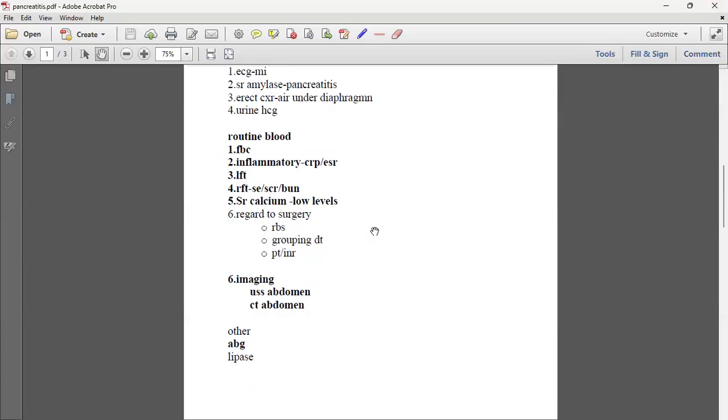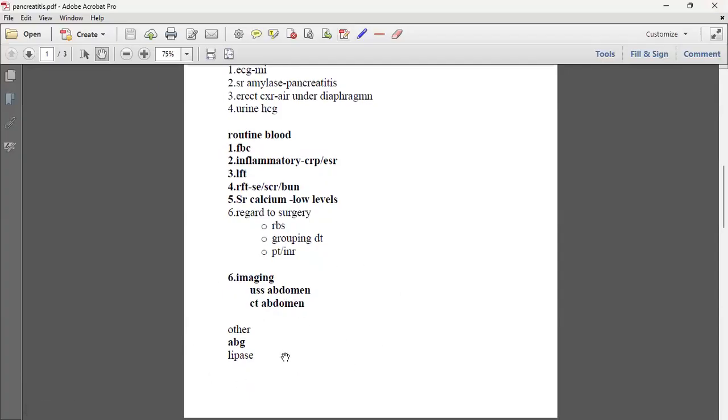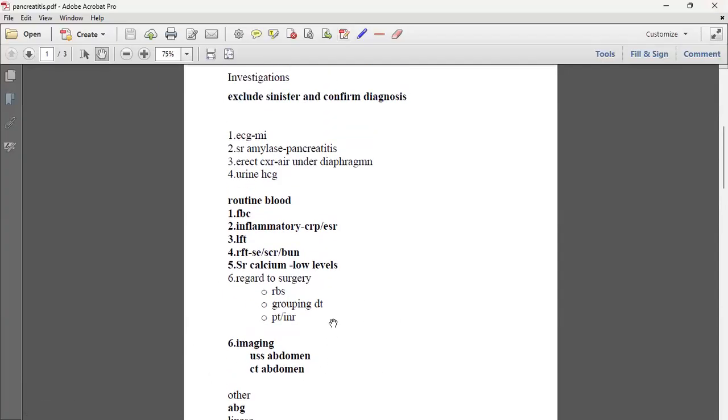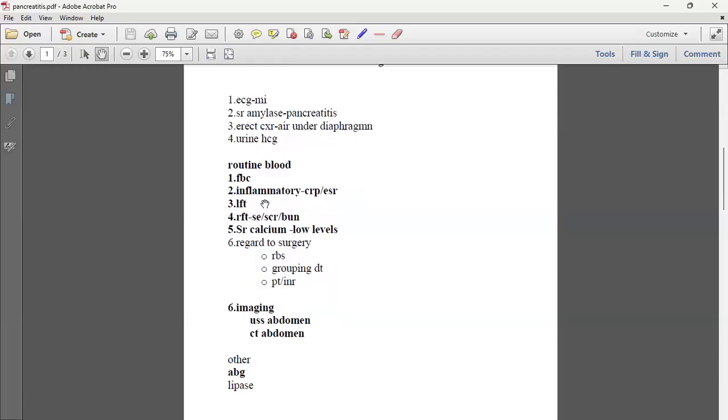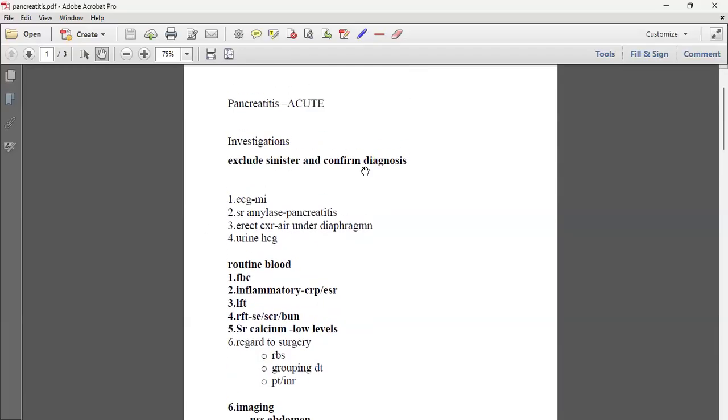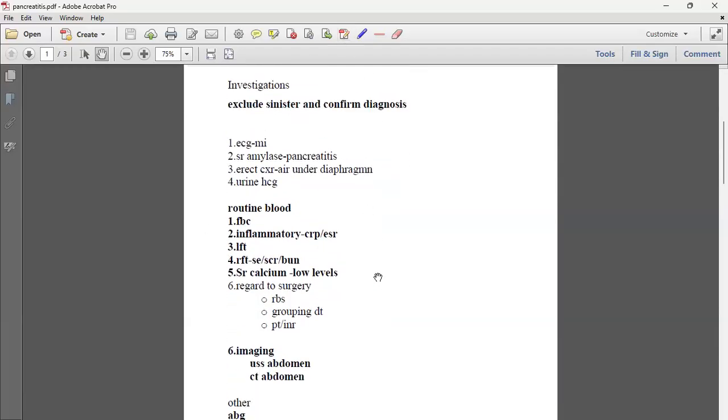Okay, and then imaging. When it comes to imaging modalities, ultrasound abdomen, CT, and other investigations are your blood gases and lipase levels. Okay, so for any patient with epigastric pain, you guys can answer like this. Okay, and that will cover all those differentials you have entertained earlier as well.